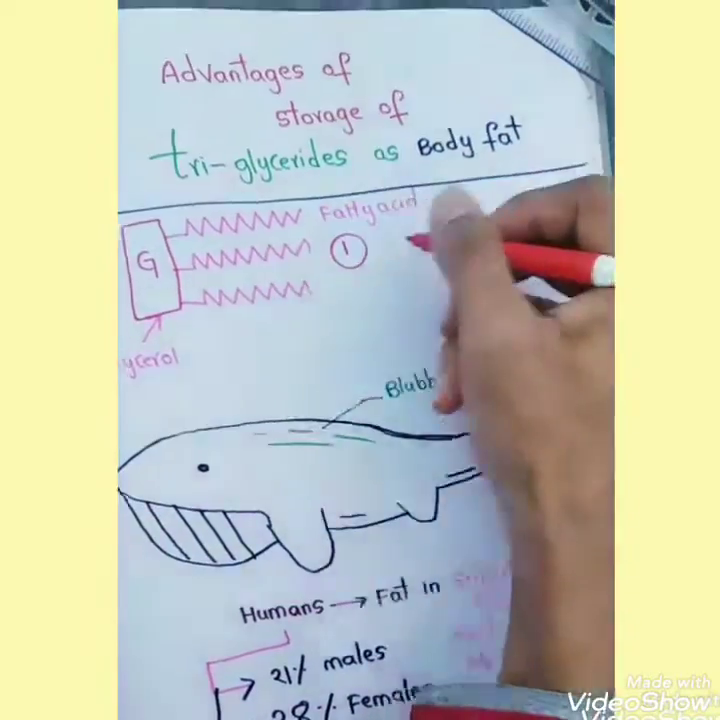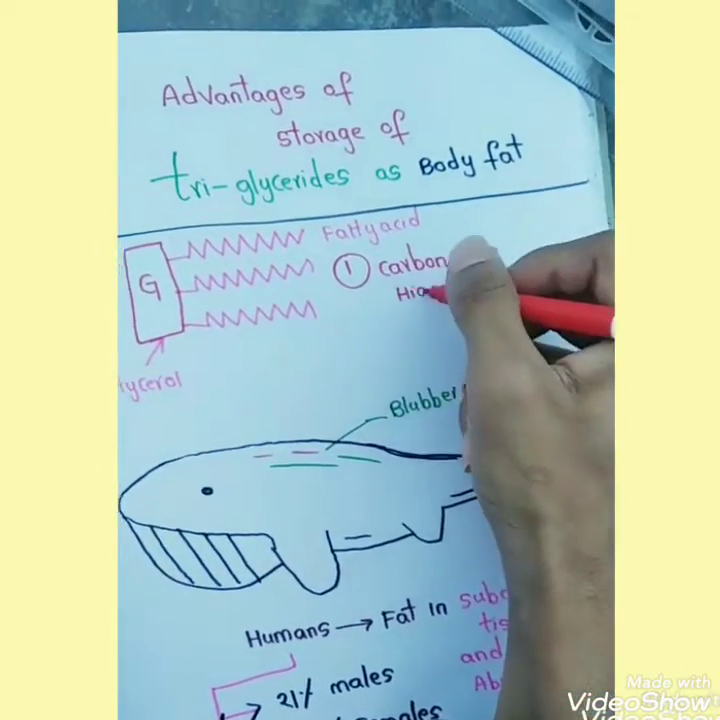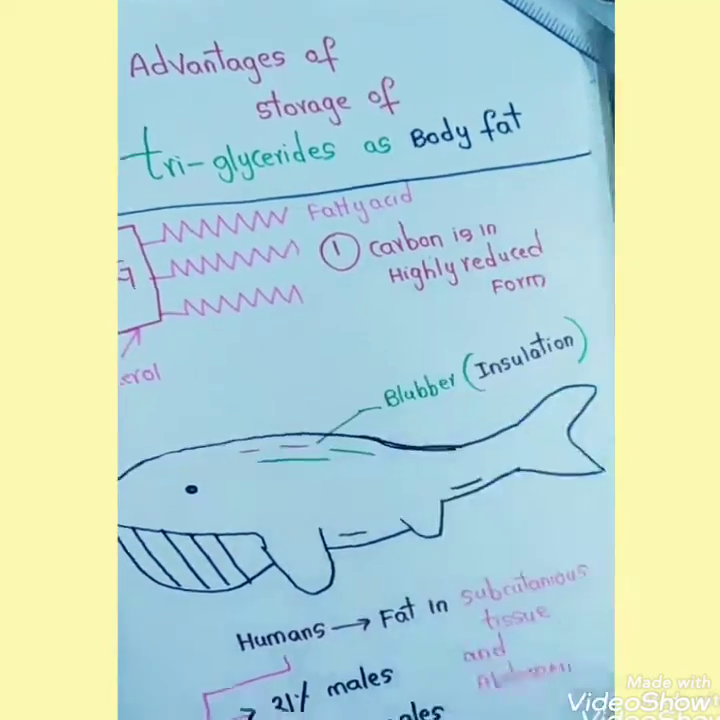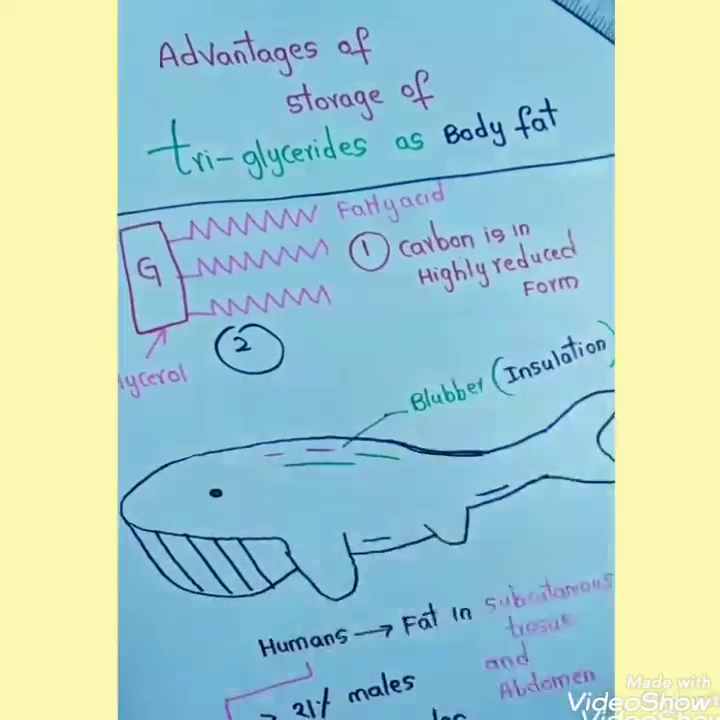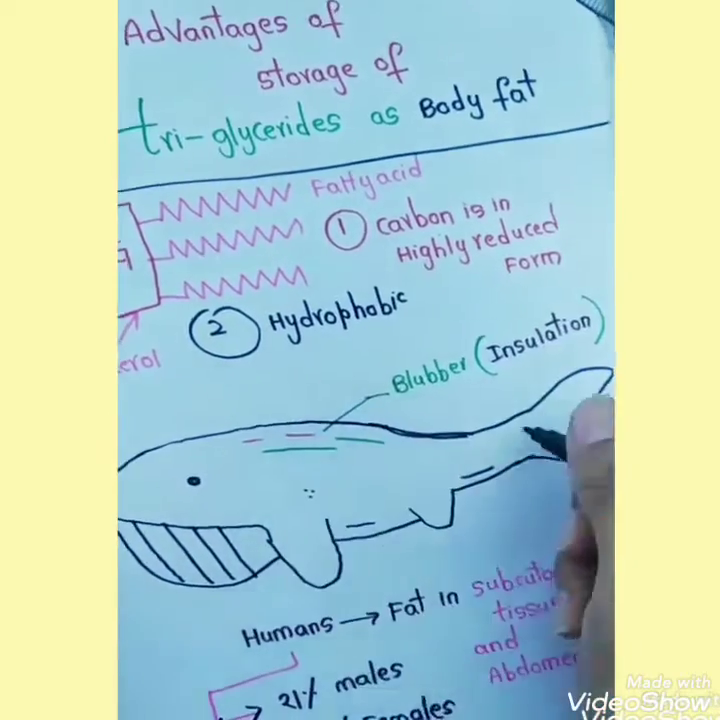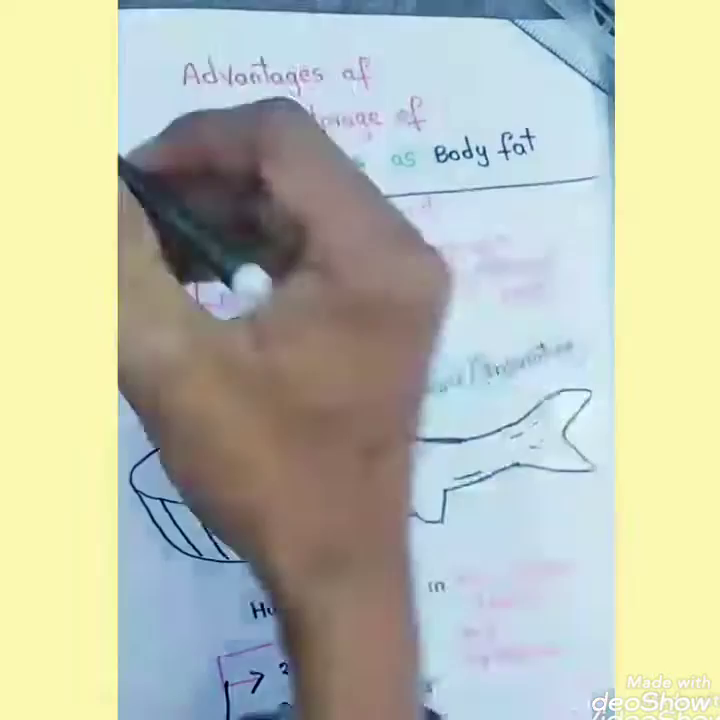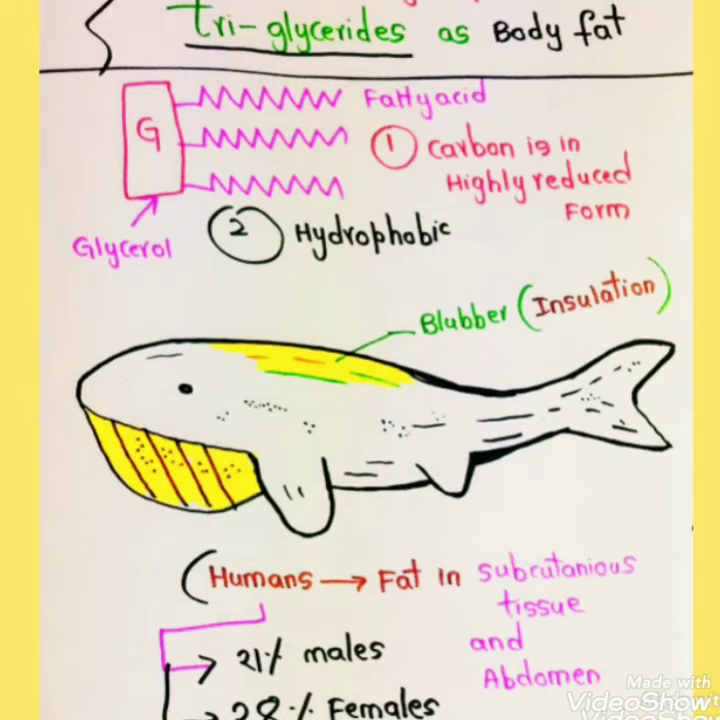The main advantage is that the carbon in the triglycerides is in highly reduced form, and it is hydrophobic in nature. So it is so advantageous for animals to store body fat in the form of triglycerides.